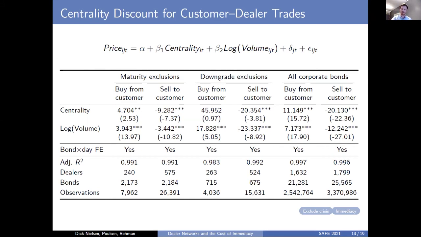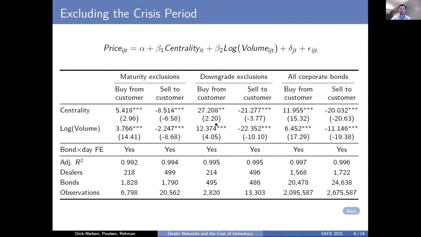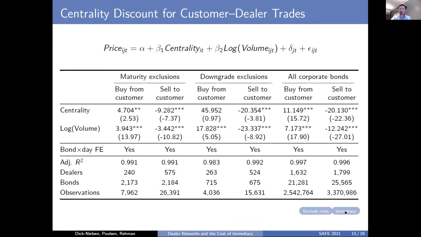Now we find the same for downgrade exclusions. Here you may notice that the coefficient estimate is insignificant, but this is due to the fact that prices of downgraded bonds at exclusion during the financial crisis were extremely volatile. So by excluding the financial crisis period, this coefficient estimate becomes significant as well. For comparison, we also include our regression where we run it in the entire corporate bond market. This is what we call the all corporate bond sample.